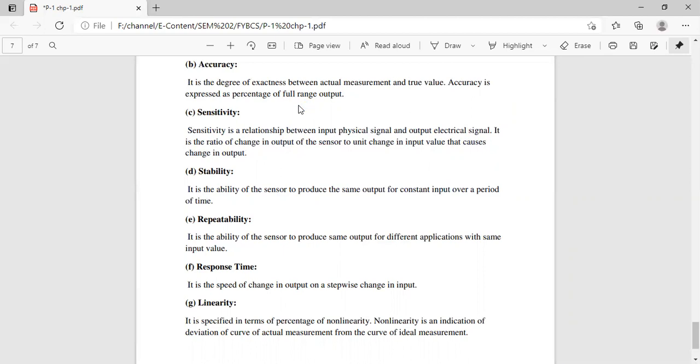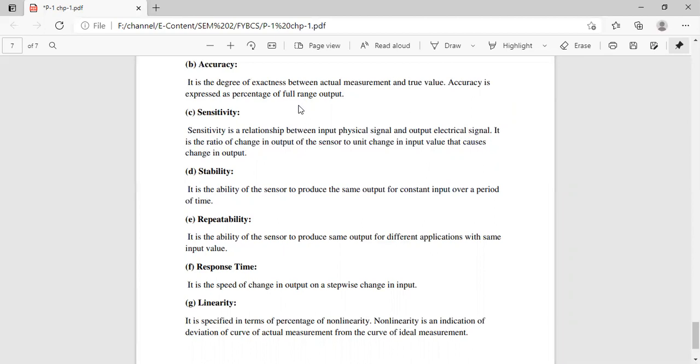Okay. It is the ratio of change in the output of the sensor to unit change in the input value. For example, if we are changing the input value by 1 unit, that sensor should be able to sense that 1 unit and it should produce the output equivalent to that 1 unit. Okay, you can just refer to this as the smallest change in the input that can be detected by the sensor.